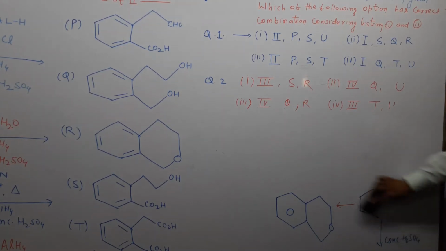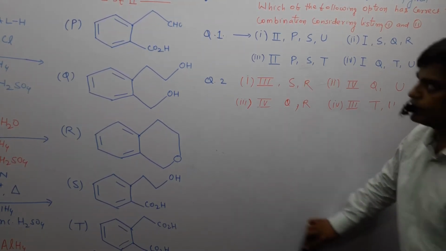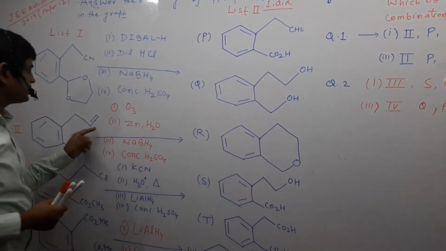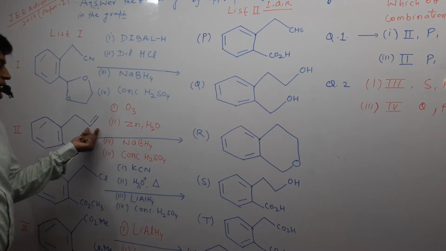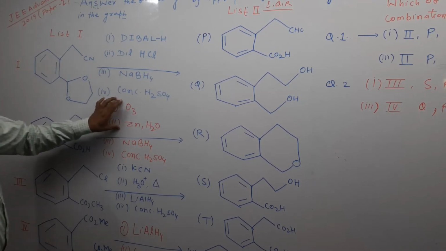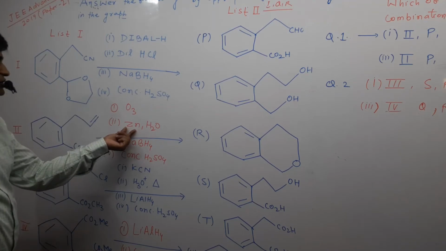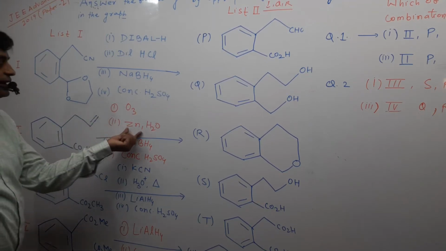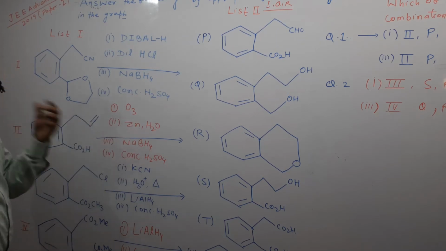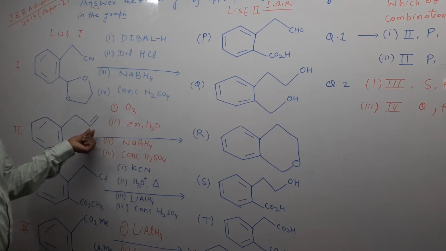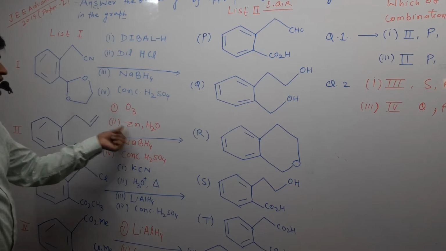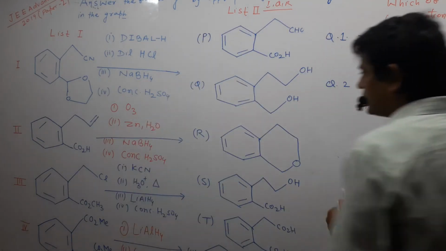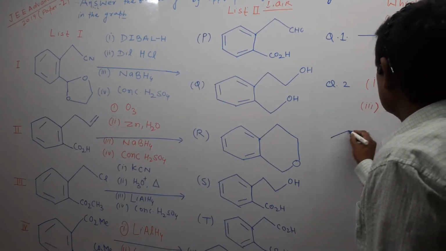Now let us see the second. In the second, here there is a double bond, unsaturated carbon. So after ozonolysis in the presence of zinc, this will convert into an aldehyde. If we don't add zinc, then a carboxylic group will be present. Due to the presence of zinc, this carboxylic group converts into an aldehyde. So in the first we get an aldehyde.